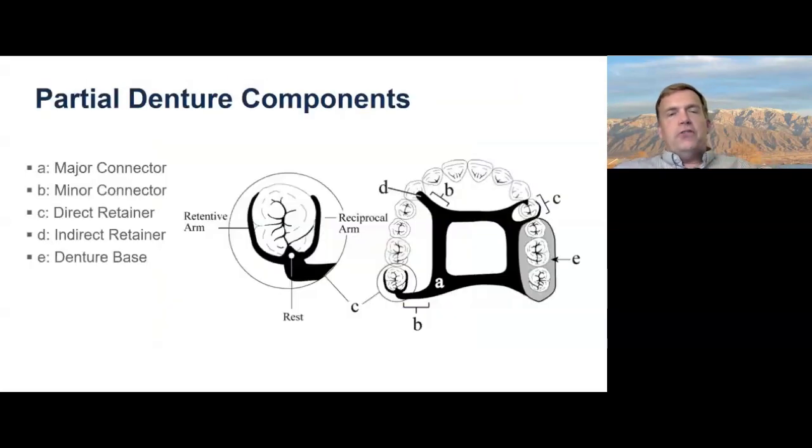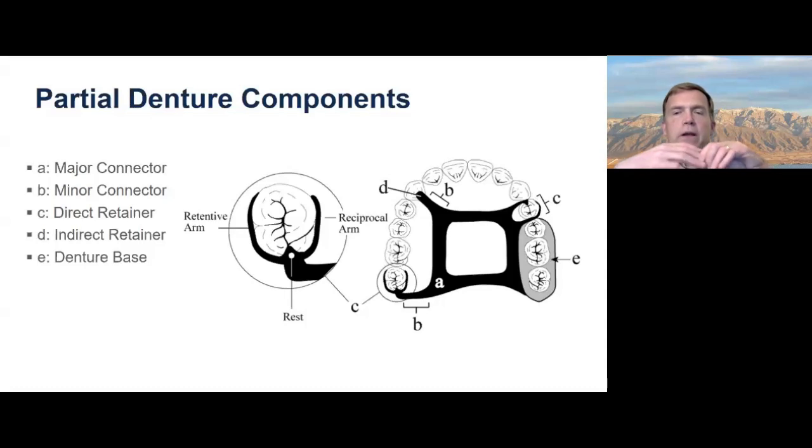So partial dentures, as you know, have 5 components: the major connector, the minor connector, direct retainers, indirect retainers, and then the denture base itself. The major connector connects all the components of the partial denture. It's the main component of the partial, and it needs to be as rigid as possible. We don't want it to have any flex, and it'll connect all the other pieces.